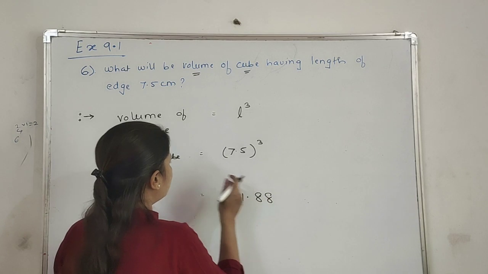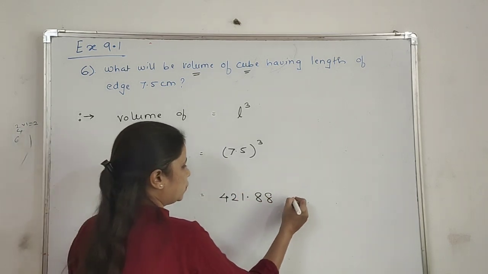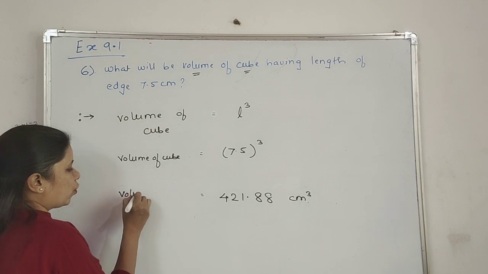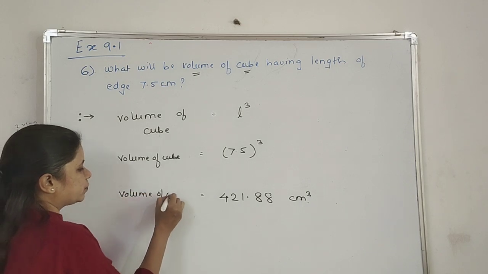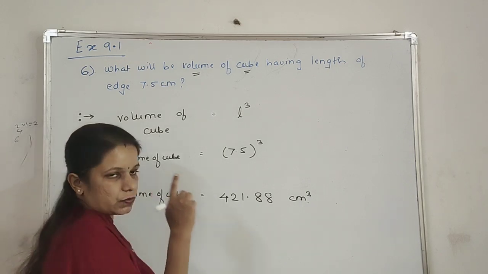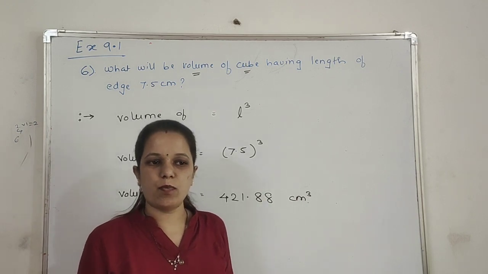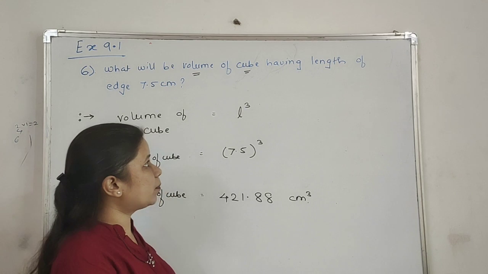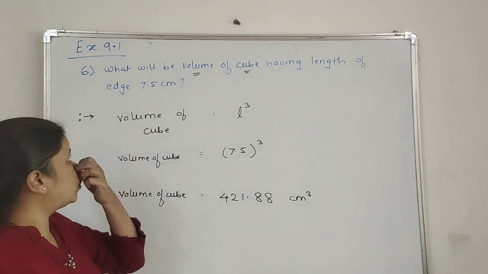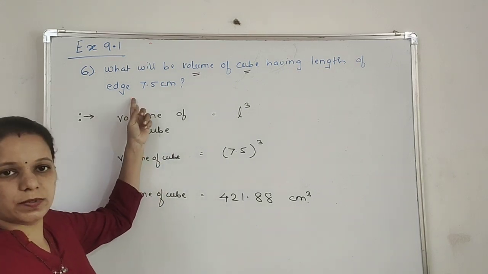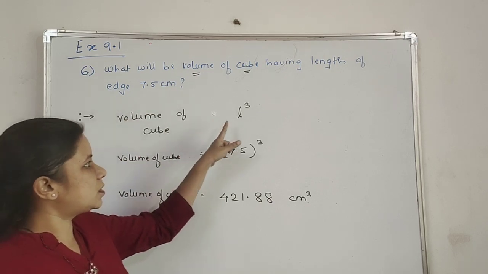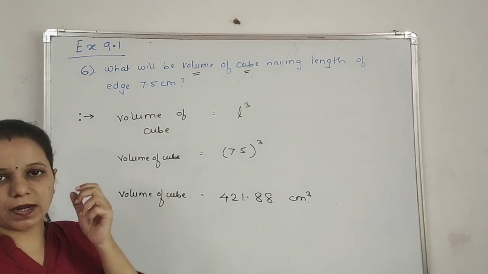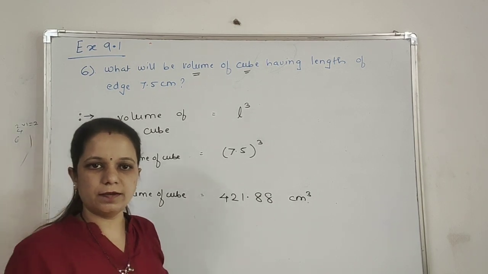421.88. Now since it is volume you will use centimeter cube. So volume of cube is equal to 421.88 centimeter cube. Very simple problem. Length of the edge of the cube is given to you. You have to just put the formula for volume and make the required calculations. Okay?